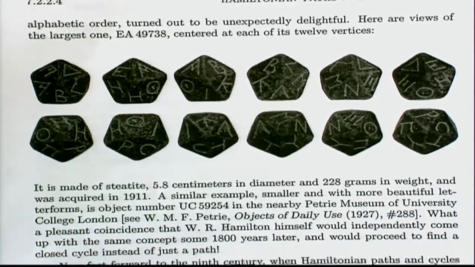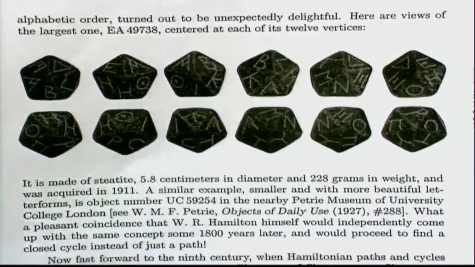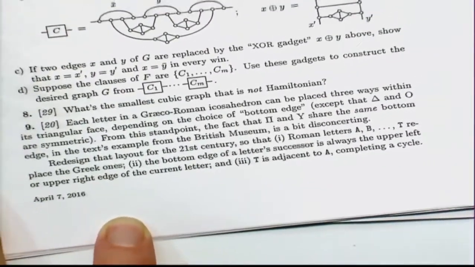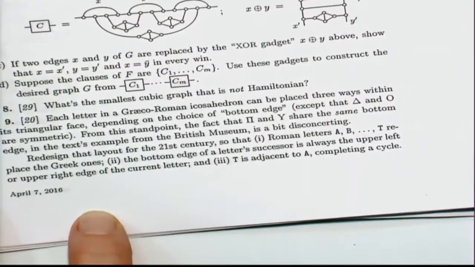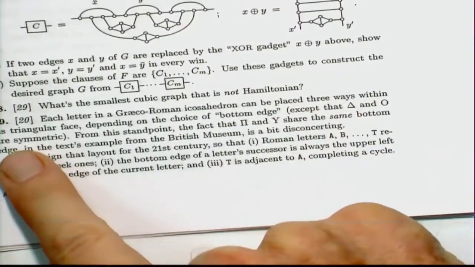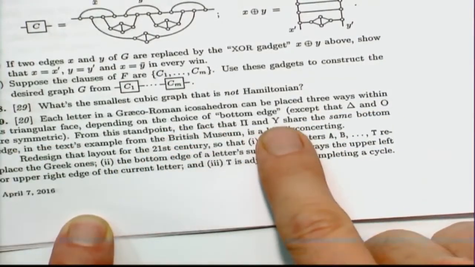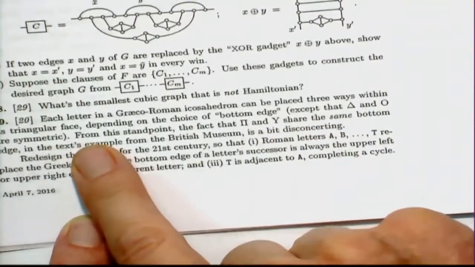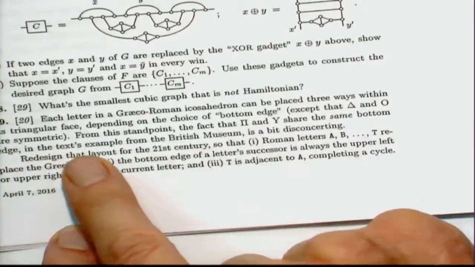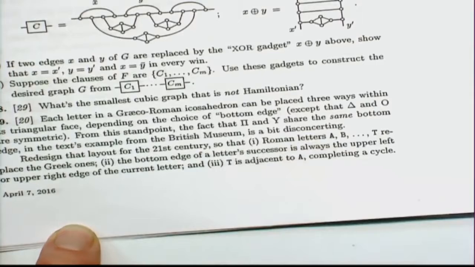So now I have an exercise in here, I believe it's exercise 9. And I will show you next. We'll zoom in on that. Let me see how this works. I want to make sure you can. I'll read it to you. It says each letter in the Greco-Roman icosahedron can be placed 3 ways within its triangular face, depending on the choice of the bottom edge, except that delta and omega are symmetrical. From this standpoint, the fact that pi and upsilon share the same bottom edge in the example from the British Museum is a little bit disconcerting.